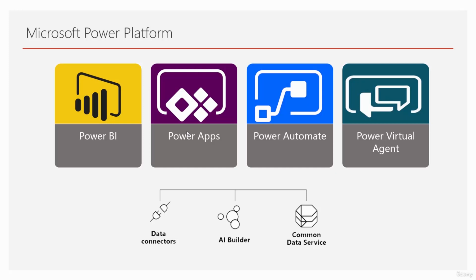Power Platform has 4 main services as of today. Nobody knows, there's a good chance that in the future you will have more and more boxes here. But as of today, as I am building this course, we have Power BI, Power Apps, Power Automate, Power Virtual Agent, and on the back end, we have data connectors, AI Builder, and Common Data Services. Let's see what they are.